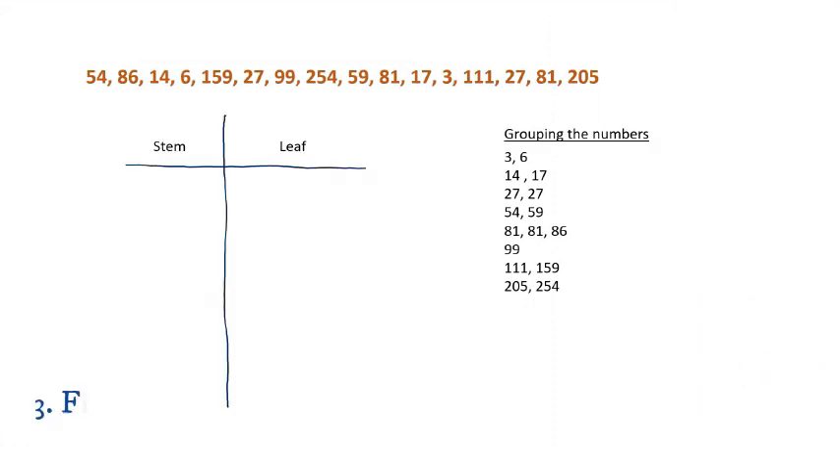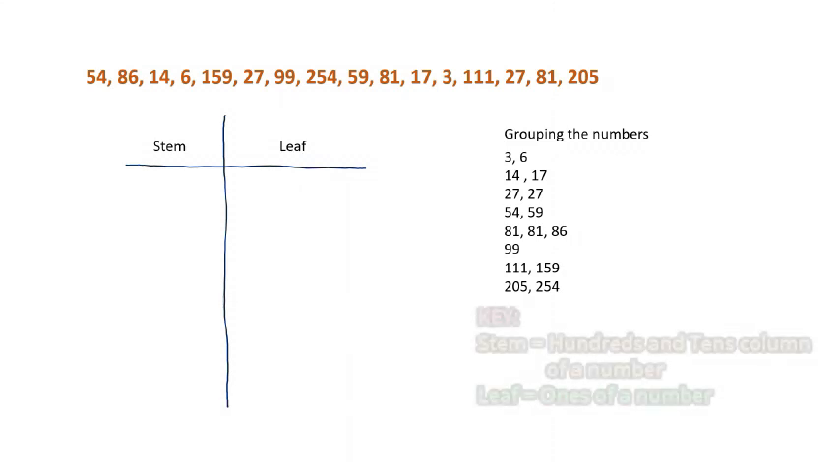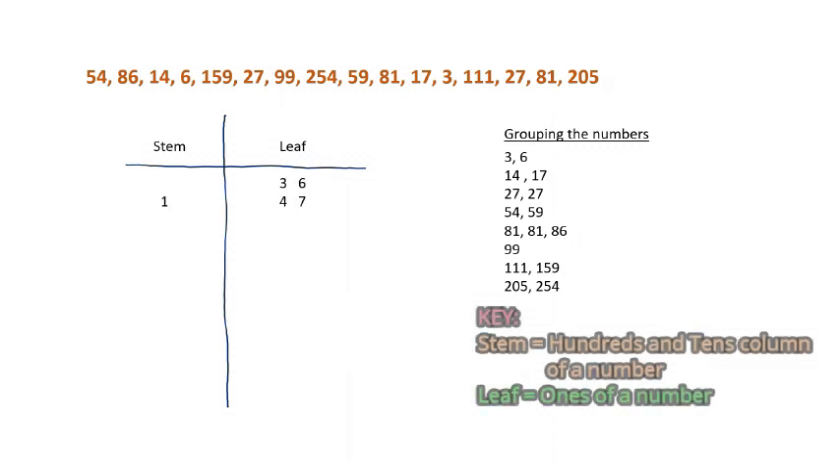So let's take the first grouping. Since stem represents the 100s and the 10s columns, my 3 and 6 won't have anything in the stem because all I need is the ones column to represent 3 and 6. The next one, the stem has a 1 in it. In the leaf column, there's a 4 and a 7. So that represents my 14 and my 17.